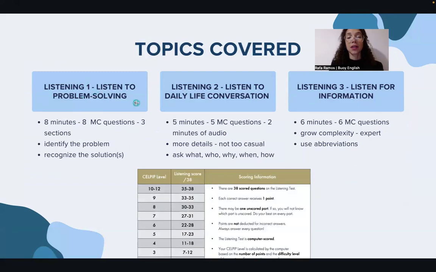So we're going to focus on the first three parts of the listening. Listening 1, listening to problem solving, 8 minutes long. It has 8 multiple choice questions in 3 sections. So you listen to one part, you have 2 questions, listen to another part, then more questions, listen to the third part, and then you finalize with questions. It's nice to identify the problem, to recognize solutions. This is what you're trying to do in this part of the listening. It's a little easier. Yeah, it's kind of to start you in the test.